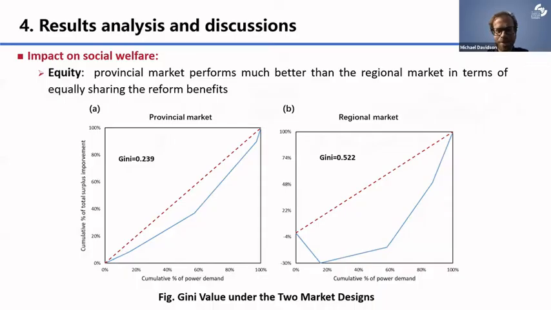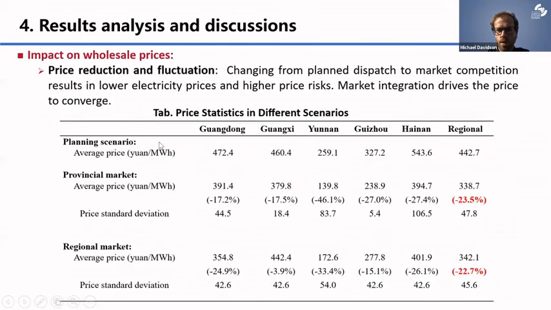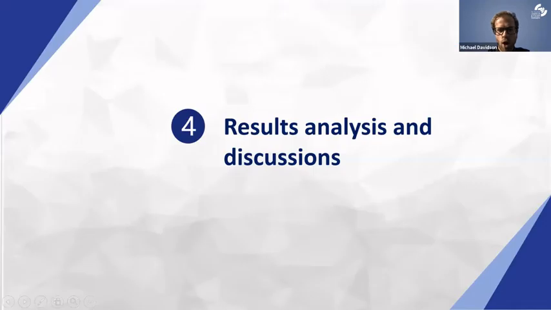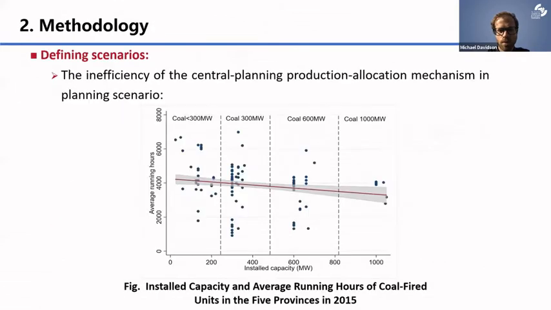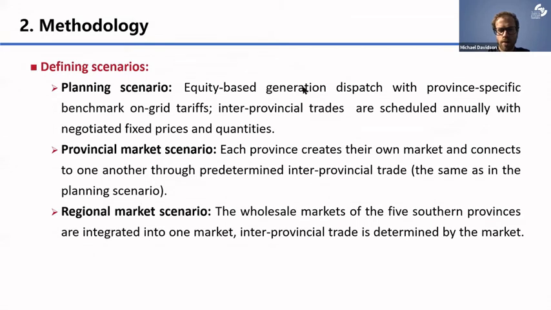Okay. Jian, very interesting paper. I have two questions. One is on the simplifications in the planning scenario that you're assuming. For example, I think the assumption in the welfare analysis is that all generators face the same price, which you have listed as the average price, when hydropower in general gets much lower benchmark tariffs than coal plants. So that's the first one.